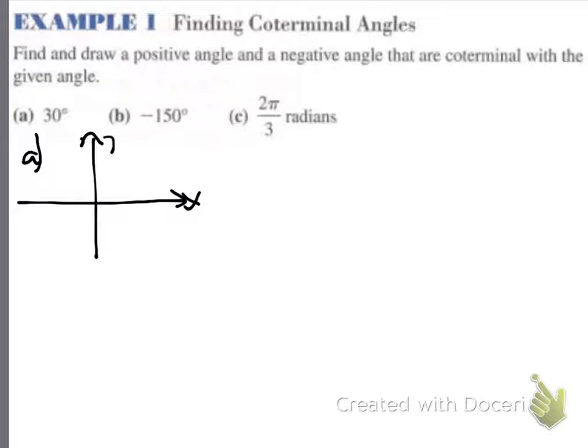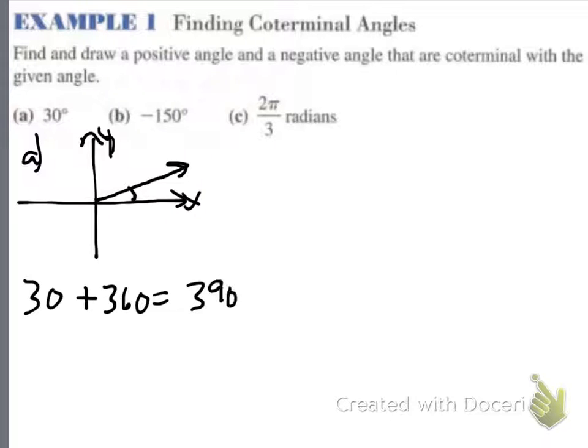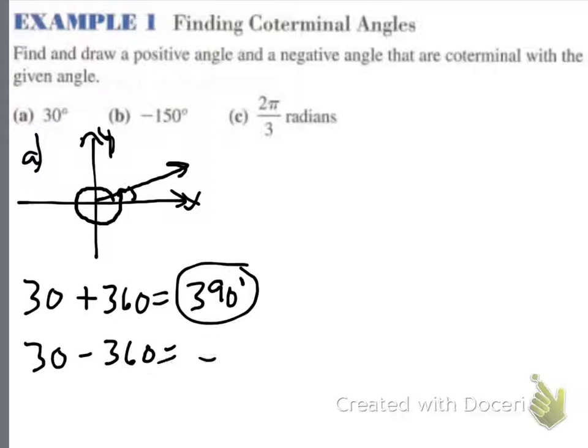now this is positive 30 degrees, so it's probably somewhere like right there. Okay, so that's 30 degrees. Now, for a positive angle, all I'd have to do is just add 360. So that would be 390 degrees. Now, when they ask you to draw that, you're going to go around one whole time, then go past 360, 30 degrees to right there. So that's 390. Now, for the negative coterminal, you subtract 360. So you get negative 330.